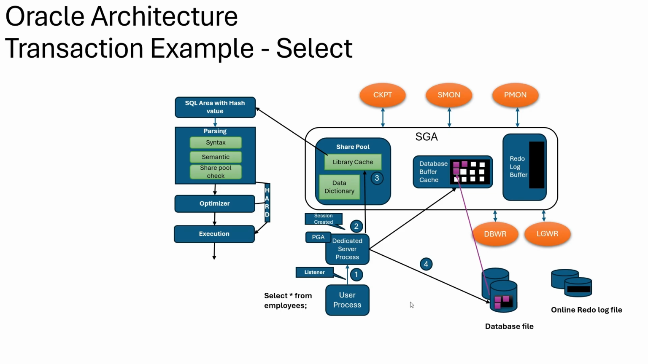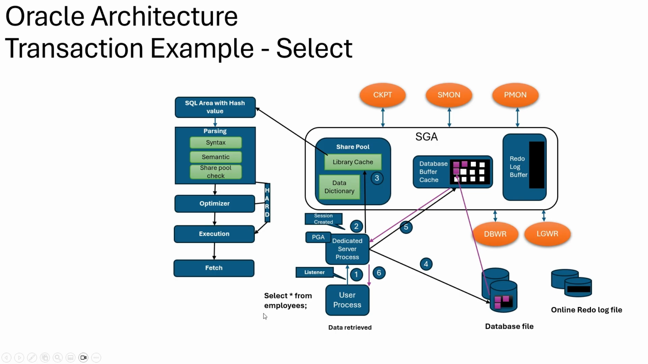Now that the actual data is written here in the buffer cache, what will happen in the next step? The server process does the fetch. Fetch from where? From the buffer cache to the dedicated server process, and from there to your user process, and the data will be retrieved here. You will see all the rows that you have requested. So this is the select statement.